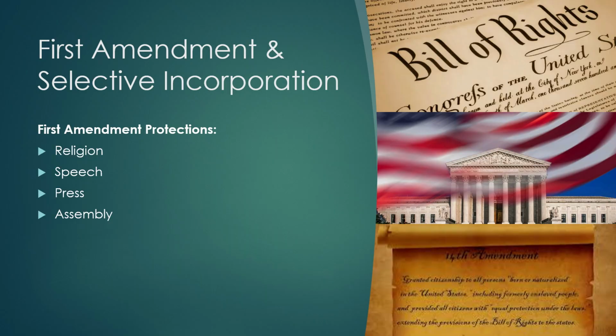The First Amendment protects freedom of religion, speech, press, and assembly. Originally, these protections only applied to the federal government. Through a process known as selective incorporation, the Supreme Court used the 14th Amendment to apply many of these protections to state governments as well. So this ensured that constitutional rights would be protected throughout the country.